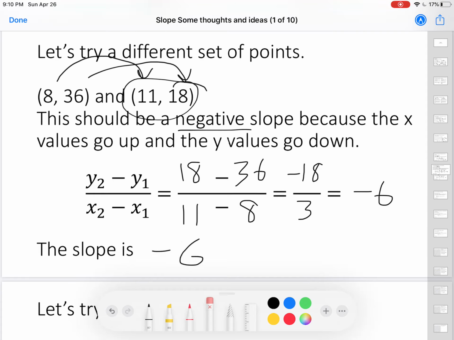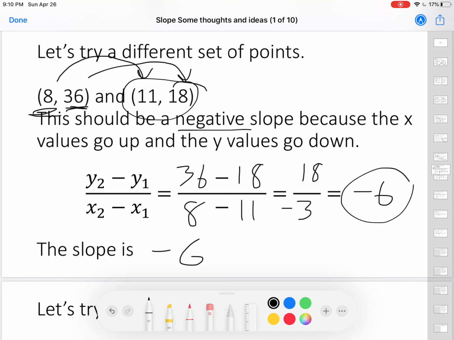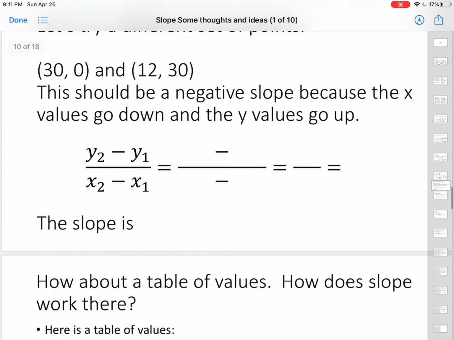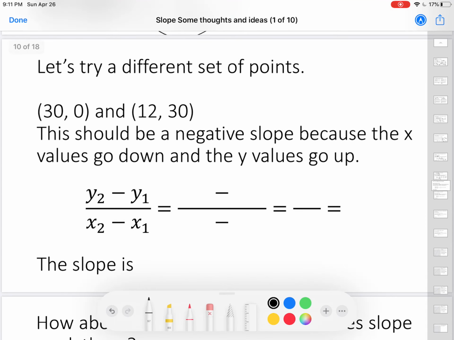Excellent. I just want to show you something. Let's say I switch it up, but I do it correctly. This time I'll put 36 minus 18, but because I use 36 first, I have to use 8 first. 8 minus 11. Well, that makes positive 18, but it makes negative 3, and it's still negative 6, because positive divided by negative is negative. Let's move on. Here's a different set of points.